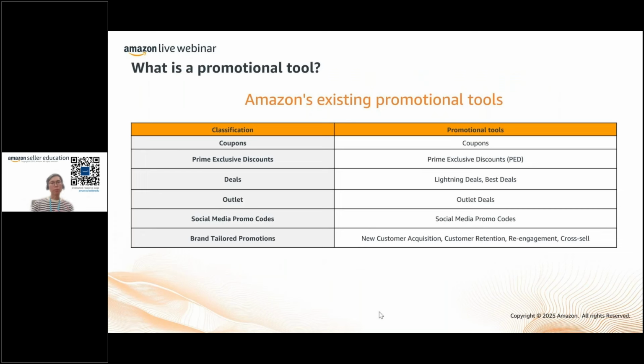So these are the promotional tools that we have, like coupons, Prime exclusive discount, and in other deals we have what we call the lightning deals, best deals, and for outlet there is an outlet deal, social media promo code, right? Brand tailored promotions, things like new customer acquisition, customer retention, cross-selling, etc.